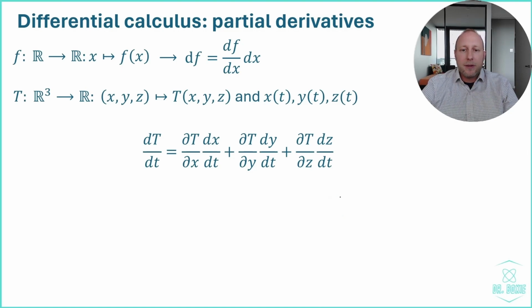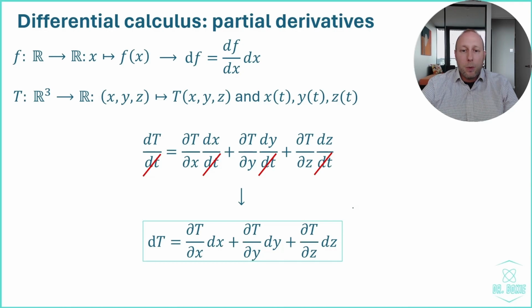And if we get rid of the dt's now in the denominators, we find this expression, which is the generalization we were looking for. The interpretation of this statement is that if we start at a point x, y, z and we move away from it, the change in T is a sum of three changes, one due to the change only in the x direction, plus the change only in the y direction, plus the change only in the z direction. That is the expression we were looking for.